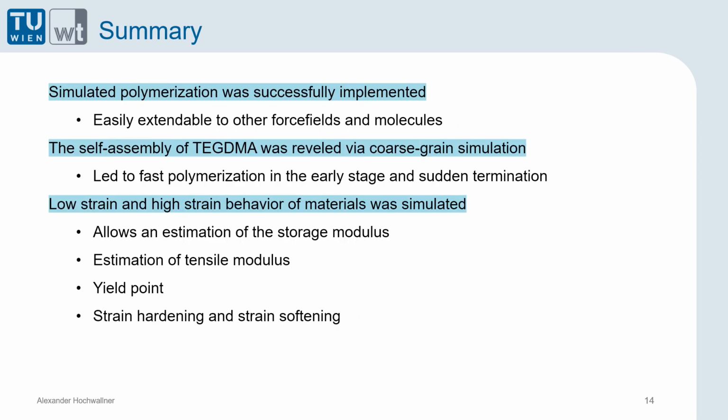This brings me to my summary. A simulated polymerization approach was successfully implemented, which is extendable to other force fields and molecules. The self-assembly of TEC-DMA was revealed via coarse-grain simulation, and this led to a fast polymerization in the early stage and a sudden termination of the polymerization reaction. Low strain and high strain behavior of the simulated material was obtained. This allows an estimation of the storage modulus, estimation of tensile modulus and yield point, and also strain hardening and strain softening behavior can be analyzed.